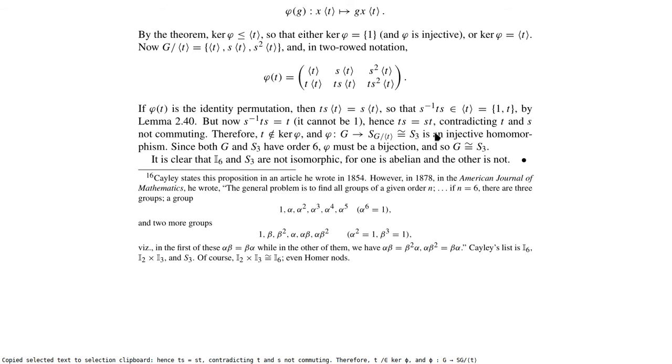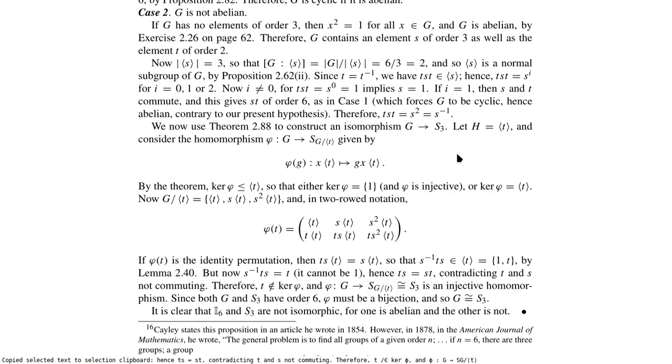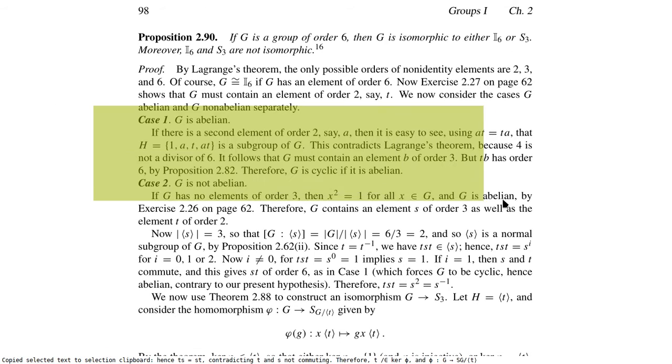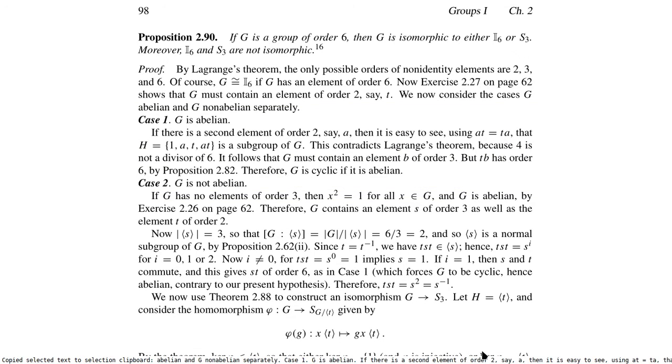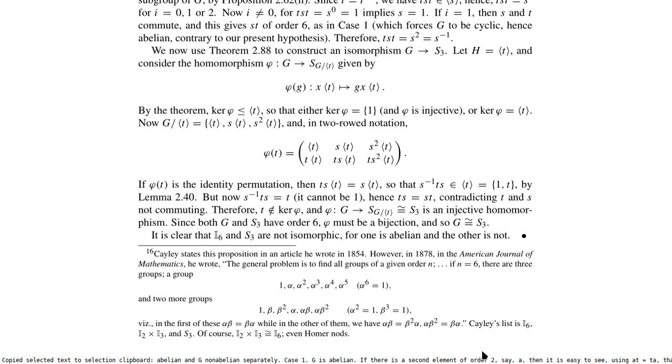So that's what we had to prove. And proving that I6 itself is not isomorphic to S3 is simple enough. I6 is abelian, right? As we used in this case. But S3 is not abelian in any manner.